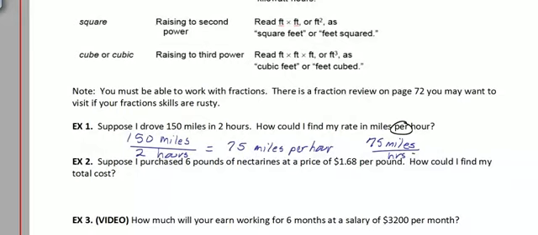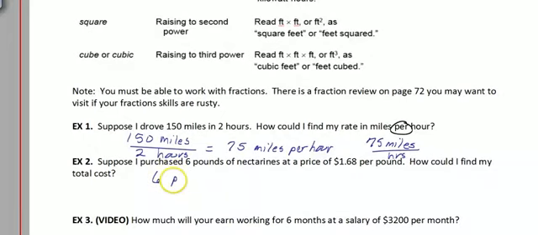So what about example 2? Again, we're working with the units here. The math is going to be simple. We're just kind of working our way around some common unit conversions. So suppose I purchased 6 pounds of nectarines at a price of $1.68 per pound. How could I find my total cost? Well, I'm sure you're looking at this and saying, okay, I'm just going to multiply. But I want to emphasize the work with the units. So I know I'm multiplying 6 times 168, but let's look at this with the units.